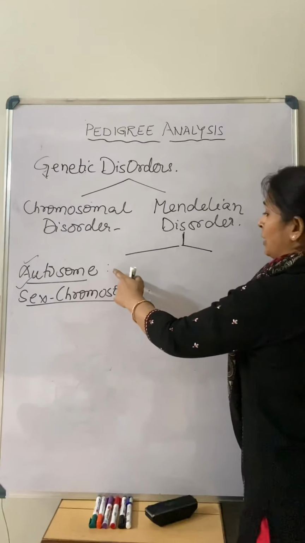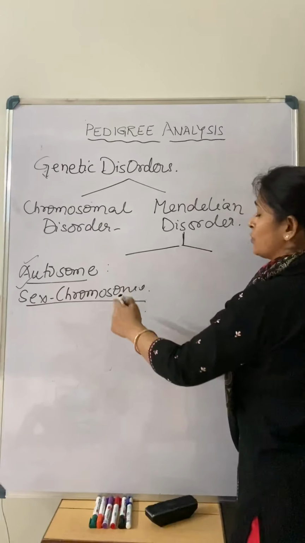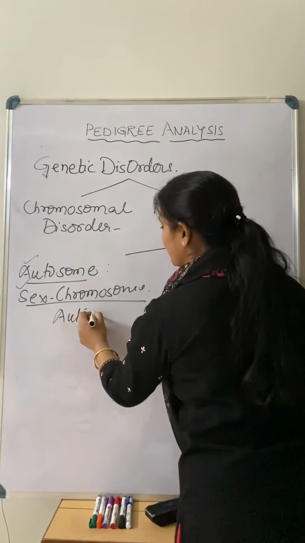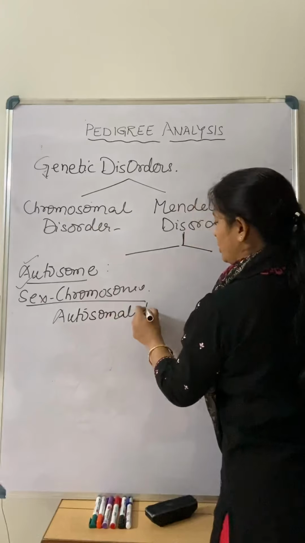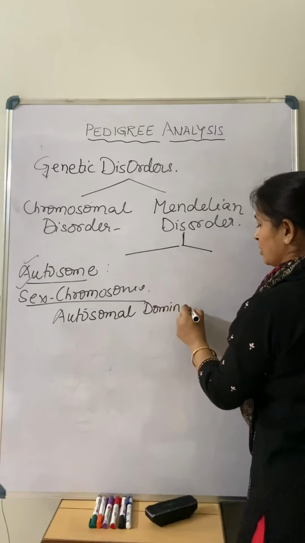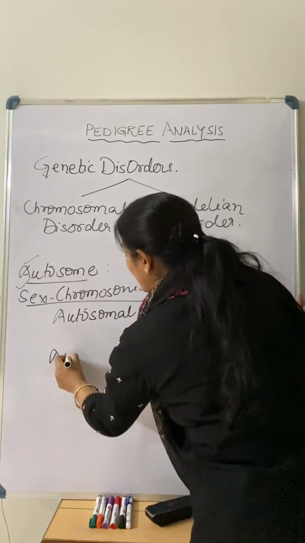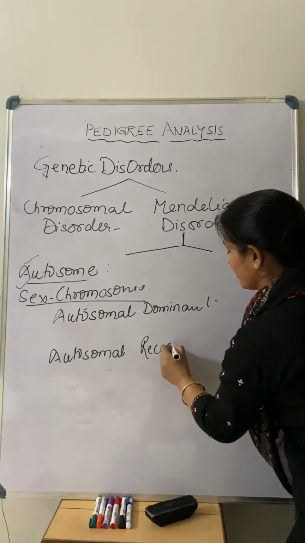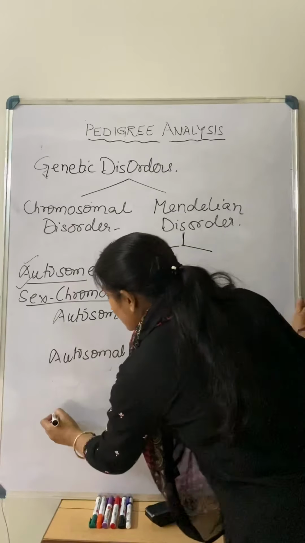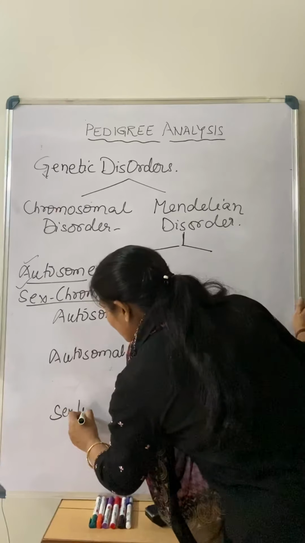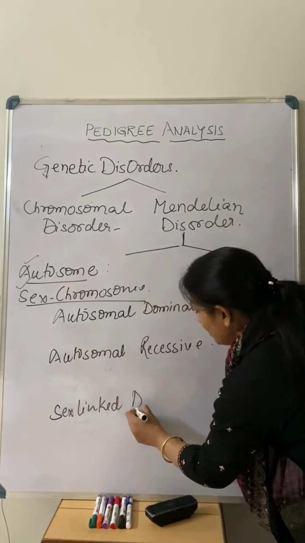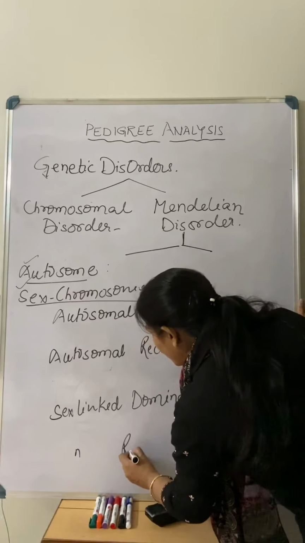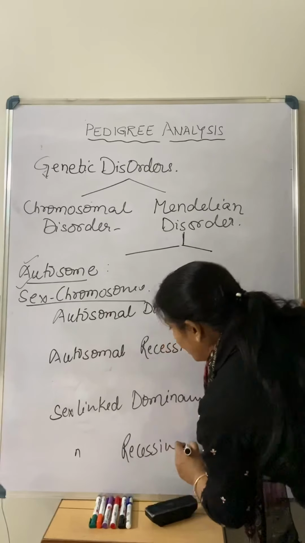So in case of autosomal and sex-linked, again, there is the categorization of a disease. One is known as the autosomal dominant disease, right? Second one is known as the autosomal recessive disease. Third one is the X-linked or sex-linked dominant and sex-linked recessive. So these are the categories of the diseases in the Mendelian disorder, right?